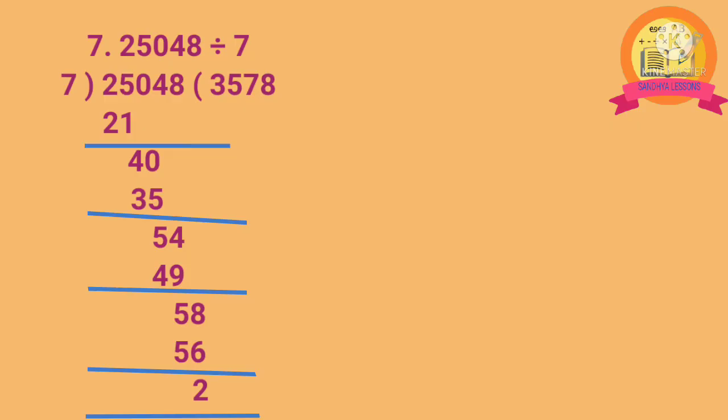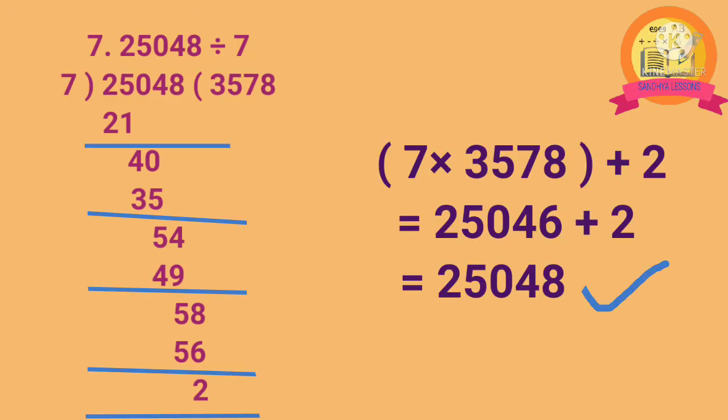So the answer is correct. Seventh problem, 25,048 divided by 7. After dividing, we get 3578 as quotient and 2 as remainder. By verification, 7 multiplied by 3578 plus 2, that is equal to 25,046 plus 2, that is equal to 25,048. So the answer is correct.